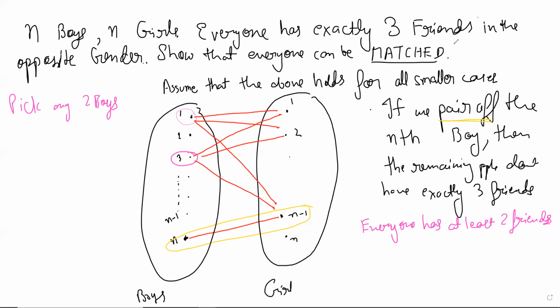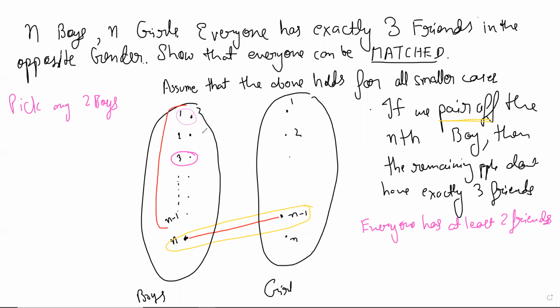Yes. So total number of friends. If you look at it, everybody has three friends at most, right? Not more than that. So the boys who are remaining have two friends or three friends at most, right? Earlier they had three friends. So what is the minimum number of total neighbors that two boys can have?